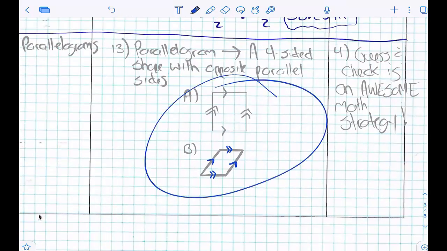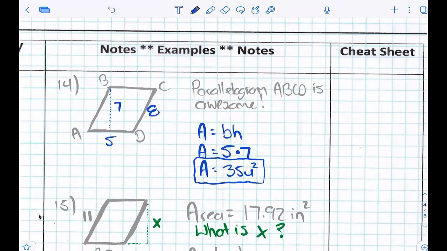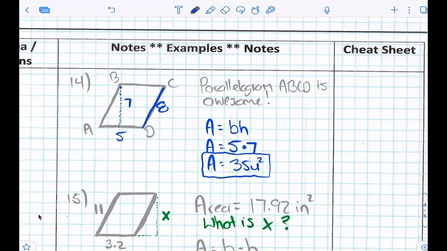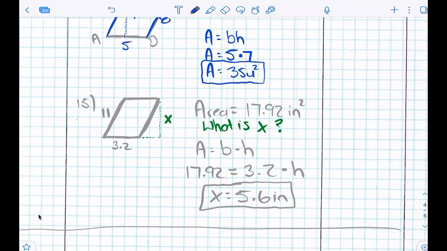So here's an example of a couple of parallelograms. When calculating the area of a parallelogram, your height is always going to probably be given as a dotted line because parallelograms have slanty sides, yes? Okay, and then for this last one, we're trying to find what the height is of the slanty side.